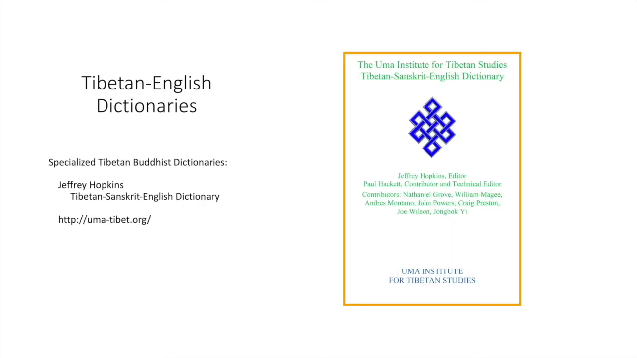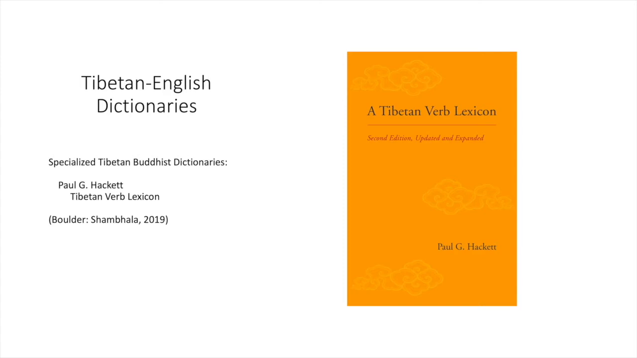The other major resource for specifically Buddhist terminology is Jeffrey Hopkins' Tibetan Sanskrit English Dictionary, compiled from the translation work of Hopkins and his students, available freely online as a searchable PDF at uma-tibet.org. Another dictionary of use for Buddhist and classical language texts is Hackett's Tibetan Verb Lexicon, now in its 2nd edition. One of the strengths of both Hopkins and Hackett's dictionaries is that they were compiled from Buddhist canonical and post-canonical sources, and so contain a fair amount of foundational vocabulary in Buddhist philosophy.